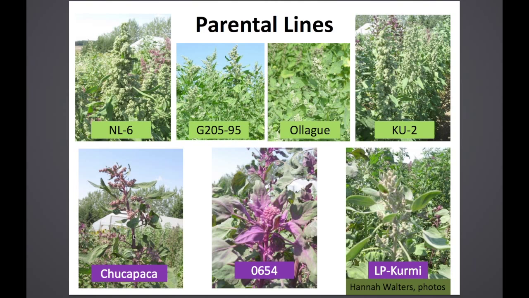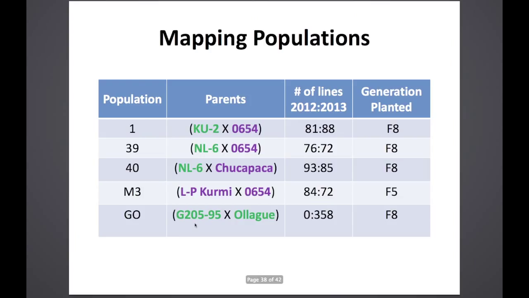When you look down here at Chucapaca, this is really what we get, a nice tall plant with some spindly, finger-type branches coming out. And again, these won't make any seed. They'll start flowering in August, and by then it's too late to actually get a good seed crop for us for these.